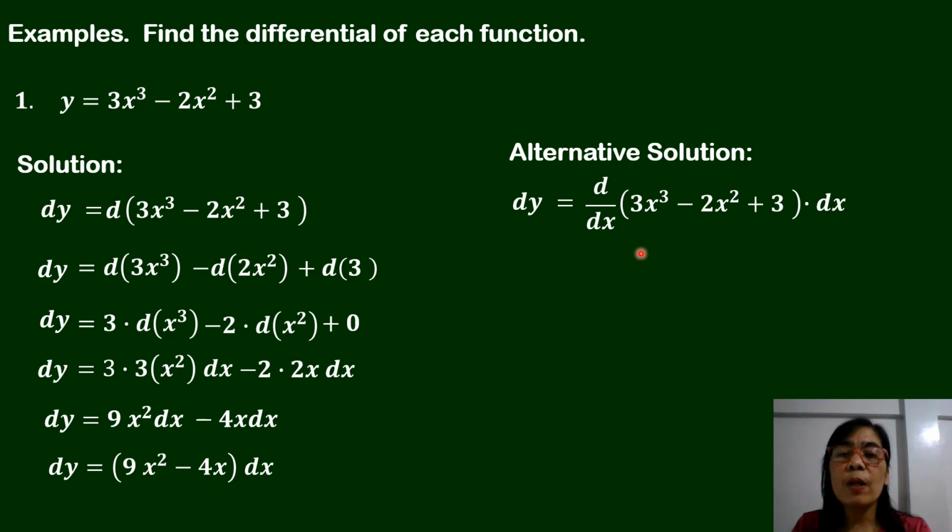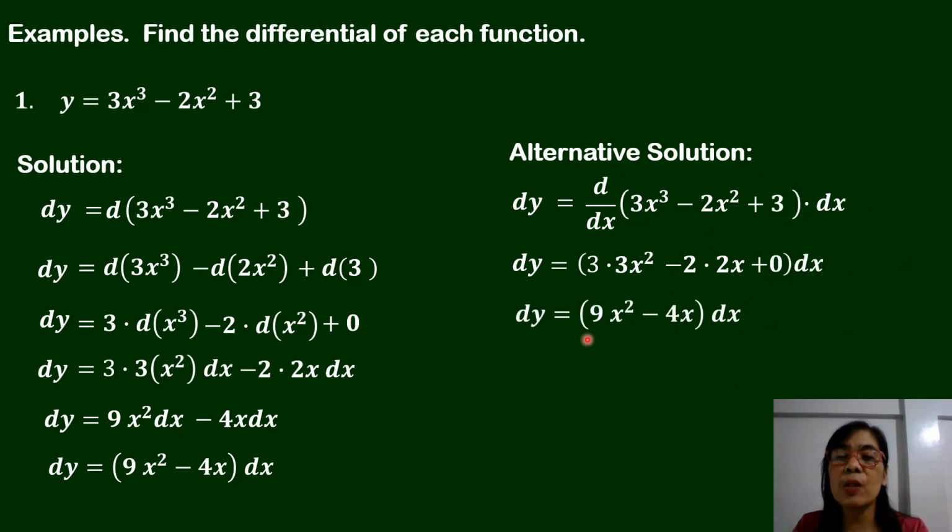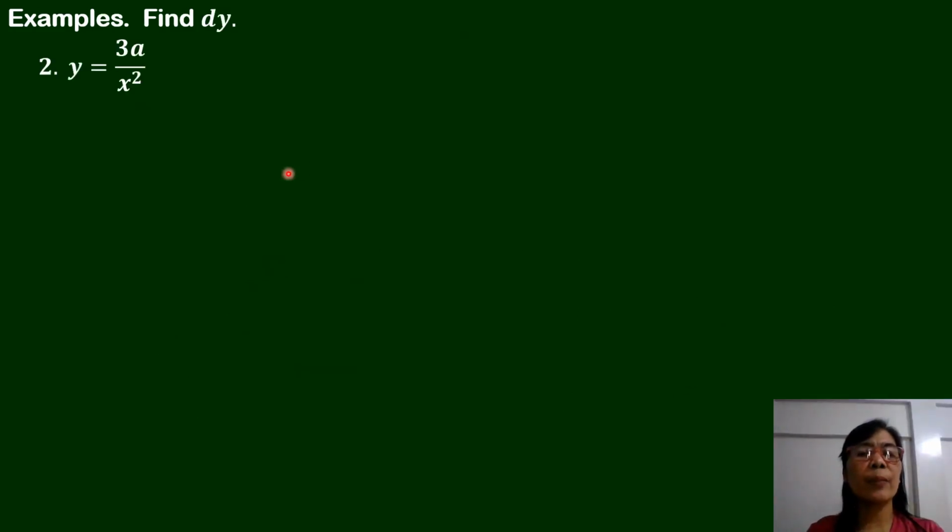So applying the formula for the derivative of 3x cubed minus 2x squared plus 3, again we apply the derivative of a sum, then we apply the appropriate formula for each term. This will give us now 3 times 3x squared. Then we have minus 2 times 2x. The derivative of 3 is 0. So this is now the derivative of this function times now dx. Or simplifying further, we have the differential of y is equal to 9x squared minus 4x times dx. Let us now solve more examples.